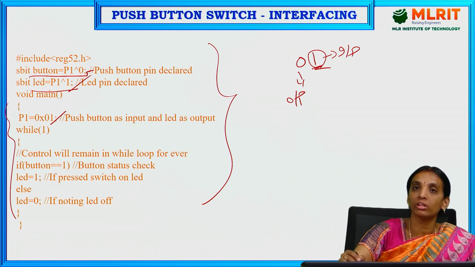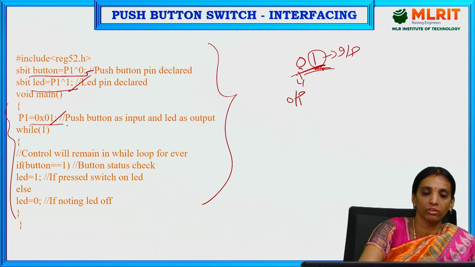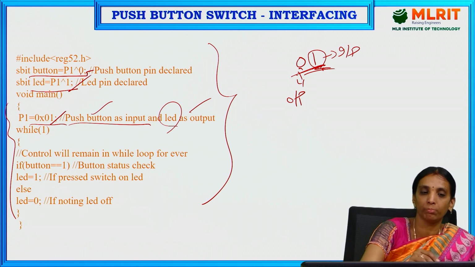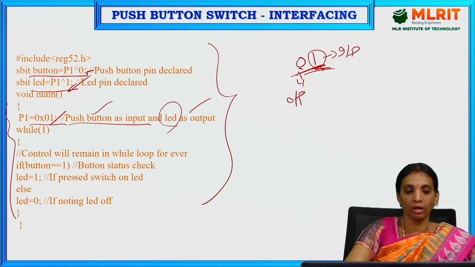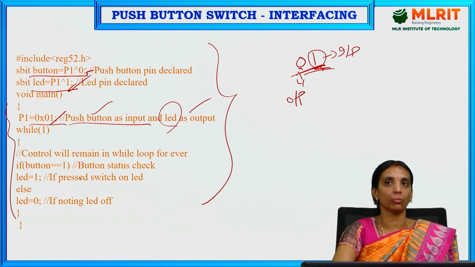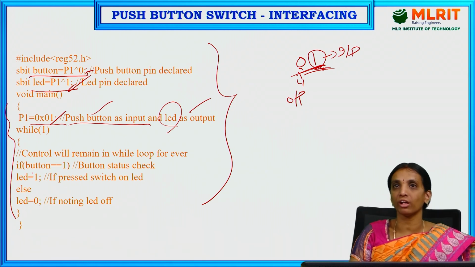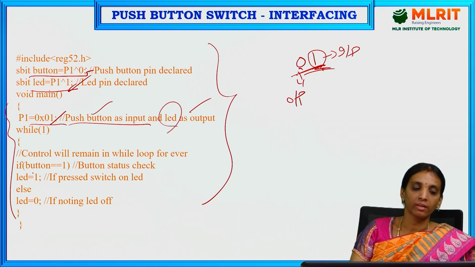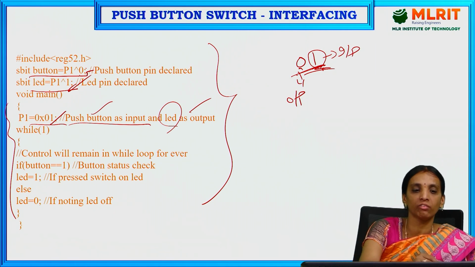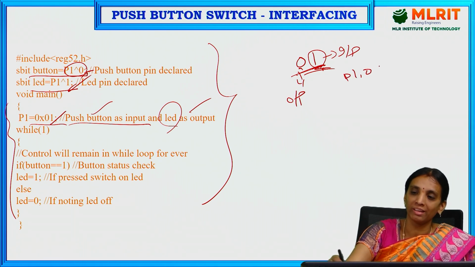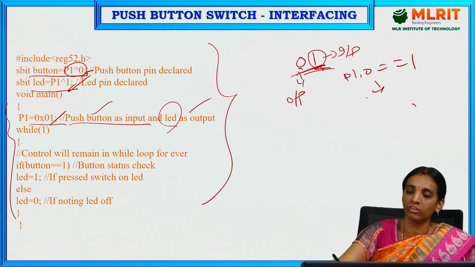That means here the input device is connected to the port, and here the output device is connected to the port. So 0x01 indicates that the input device is connected as a push button and the output device is connected as an LED to these pins P1.0 and P1.1. Now we need to check the button status, whether the button is pressed or not. Whenever the button is pressed, the pin indicated by P1.0 is 1. So if P1.0 is equal to 1, it means the button is pressed.